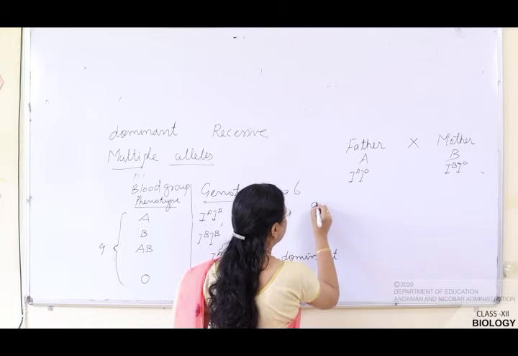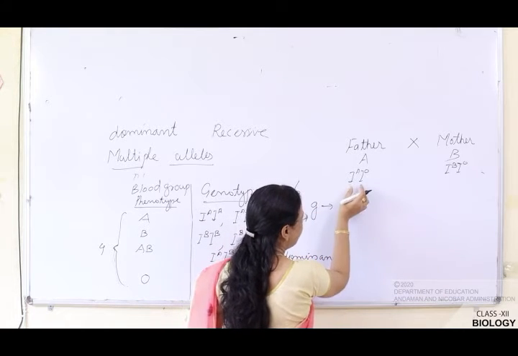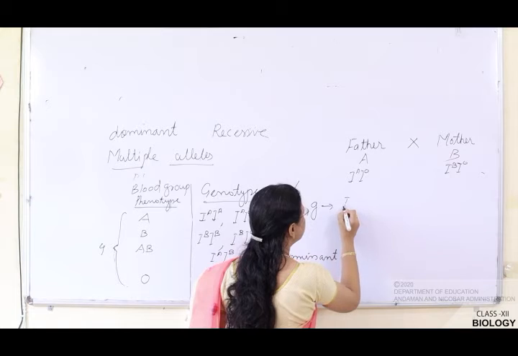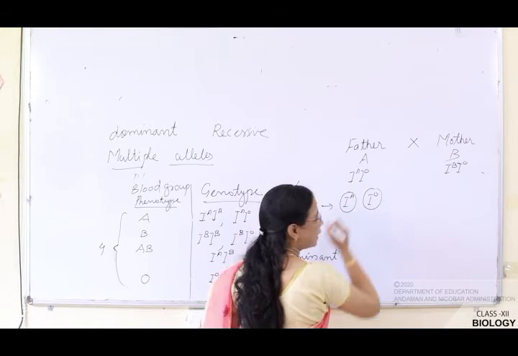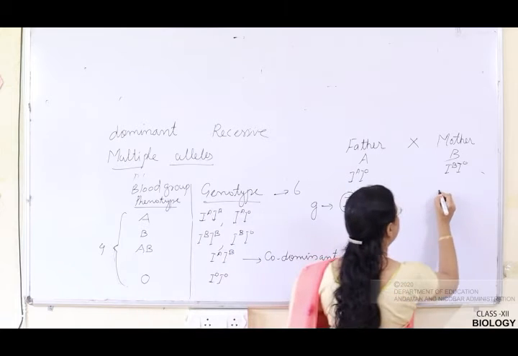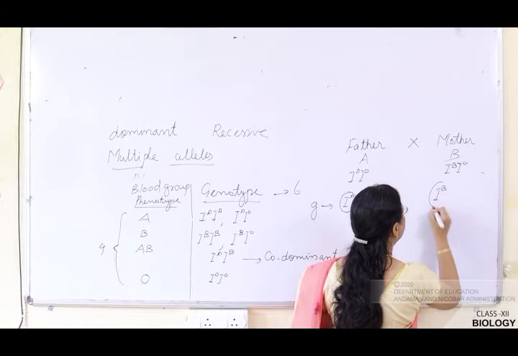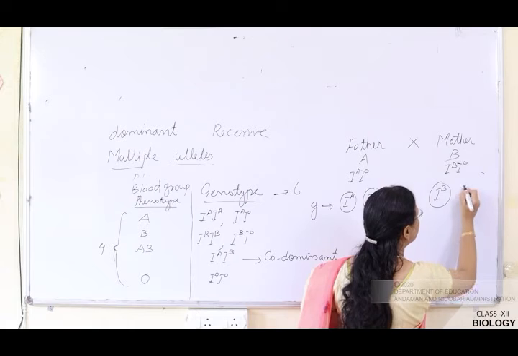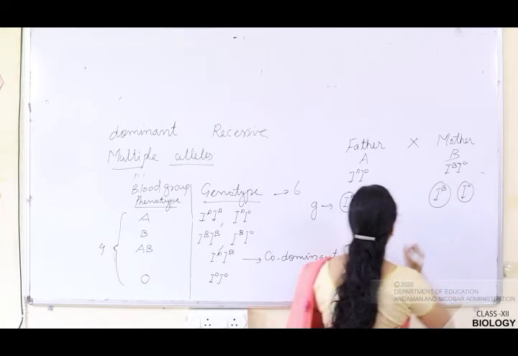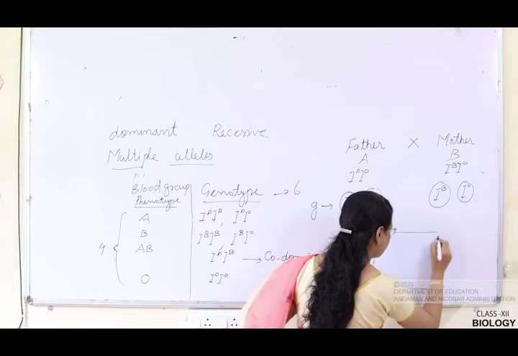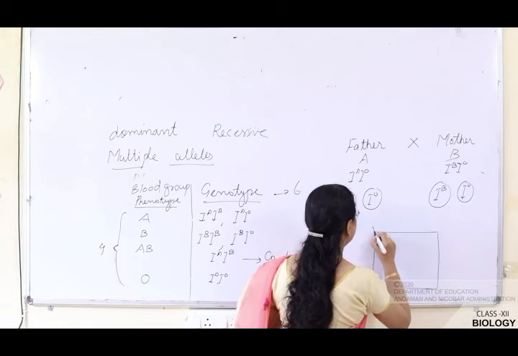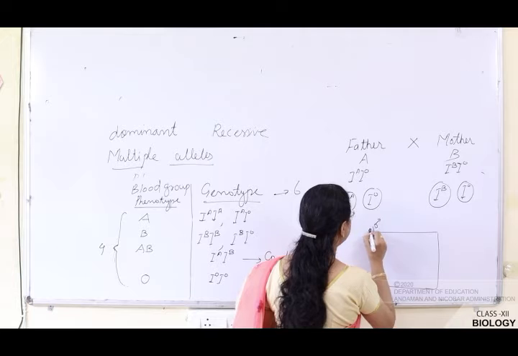Now gamete, how is the gamete formed? Alleles get separated. So these are the gametes of the father and these are the gametes of the mother. Alleles get separated during gamete formation. Okay, so we'll make the Punnett square here. Father and mother.